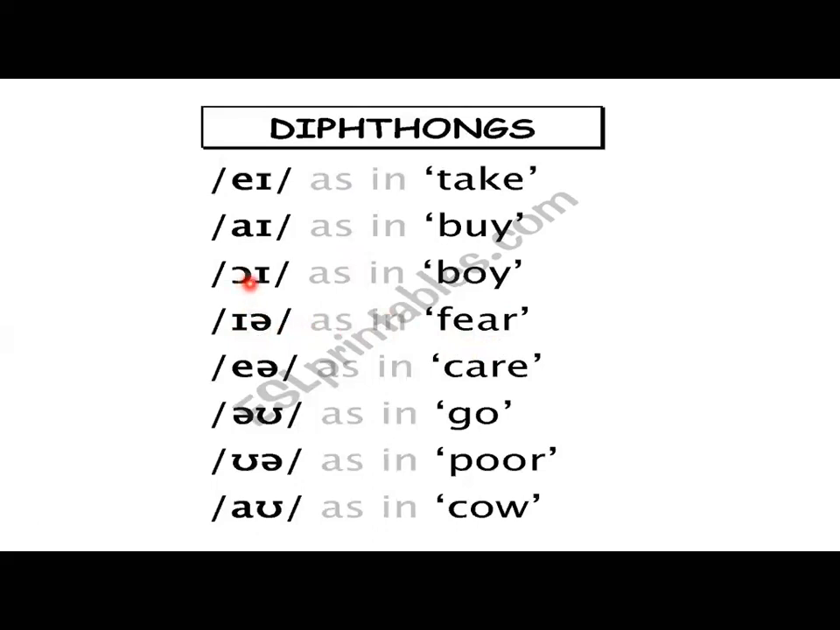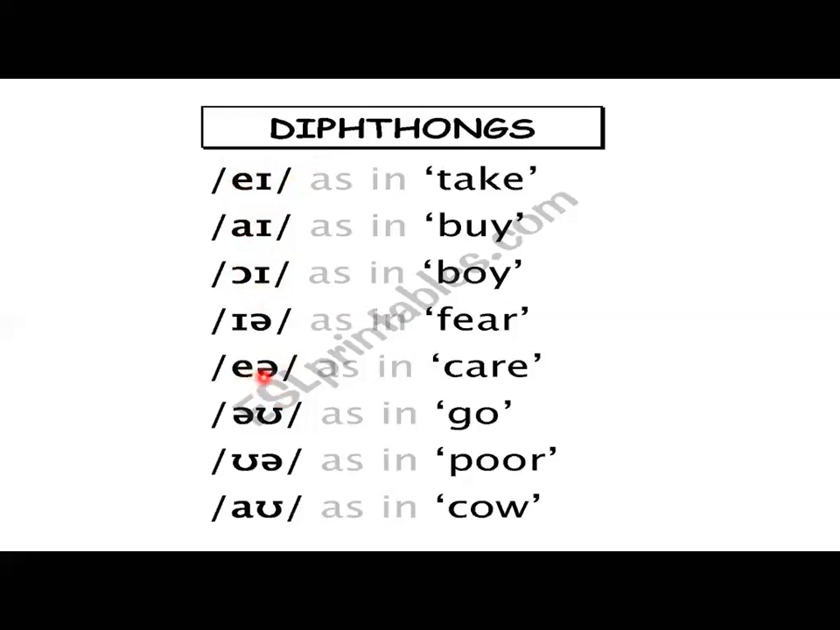Here o plus i becomes oi, but we have to pronounce oi very shortly. And a plus e becomes I. These are single vowels, but when they come together, then it becomes a diphthong. Then next is air.